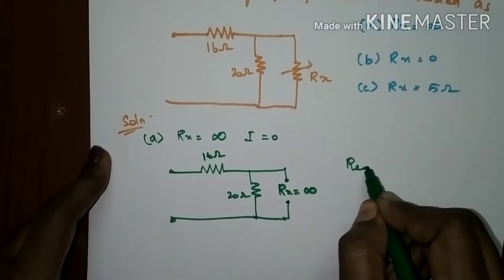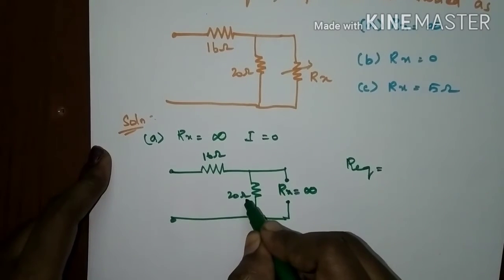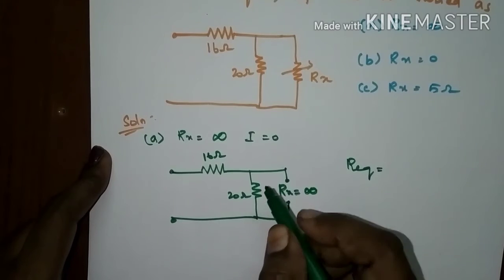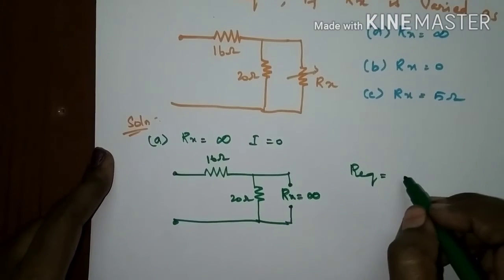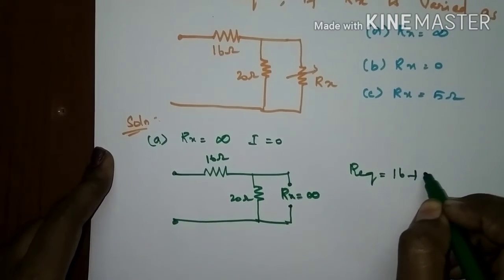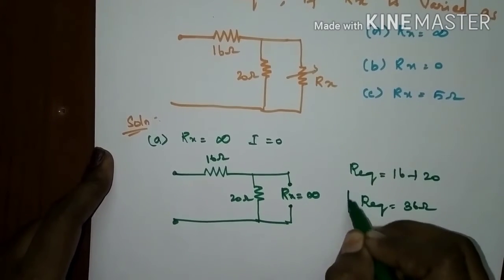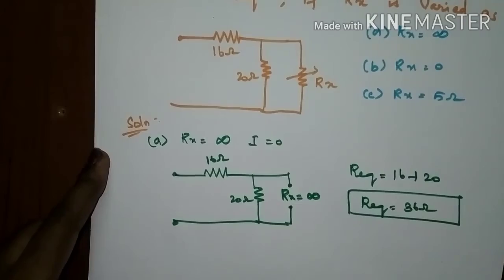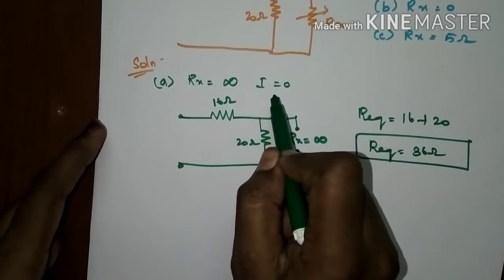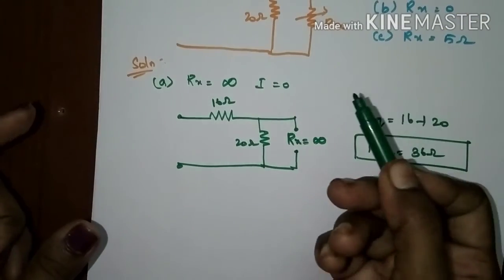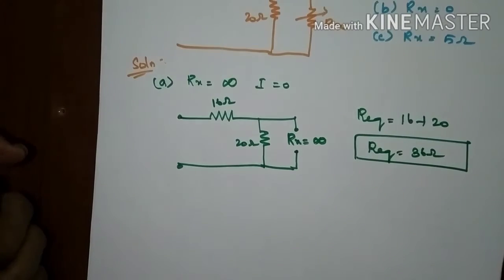So R equivalent would be, as both the resistors are connected in series, for finding the series resistance, it is a summation of the resistances present in the circuit. So 16 plus 20 ohms gives R equivalent is equal to 36 ohms if Rx is infinite. When will the current be 0? If the circuit is open circuited, or in the case of resistance is higher.